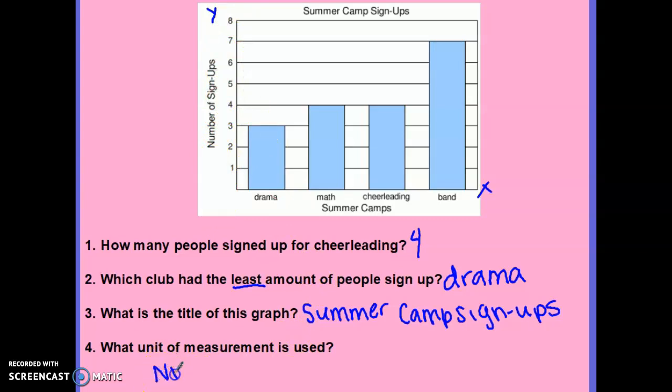So the measurement is the number of signups. Notice that is what is along our y-axis right here, our number of signups, because that's telling us what number of people signed up for each one. So that's how we're measuring which one is the most popular, which one's the least popular. Let's look at one more together.